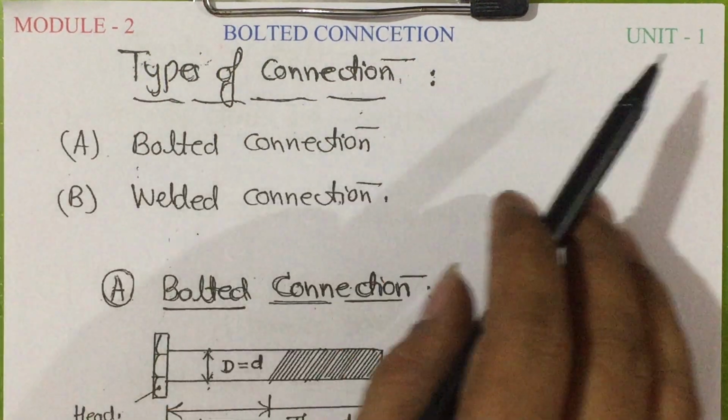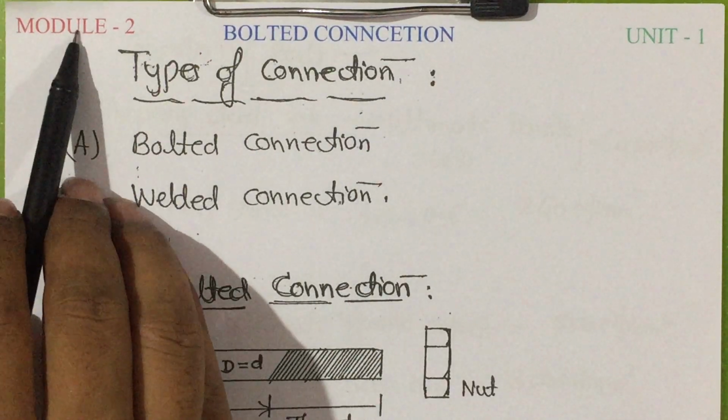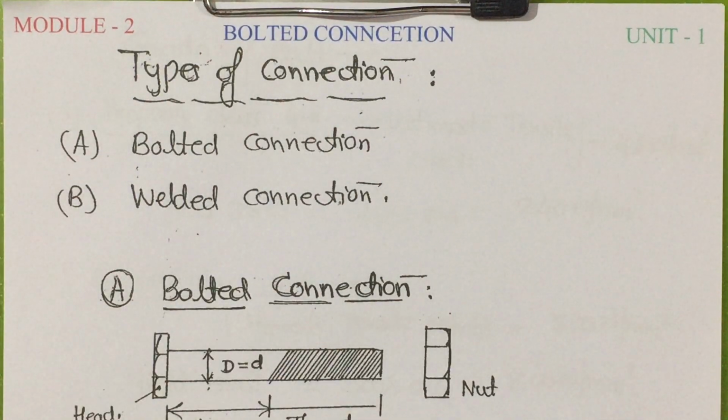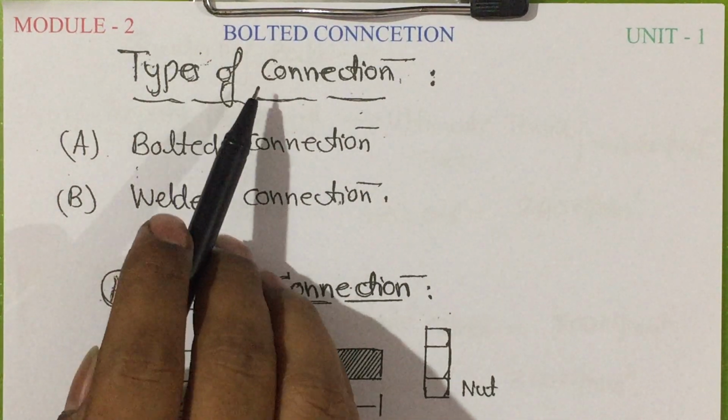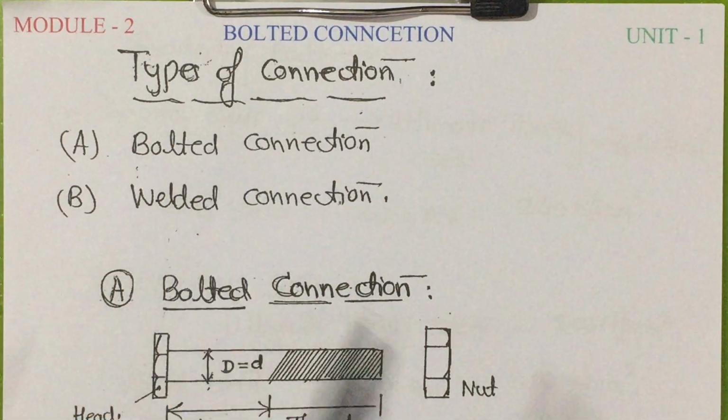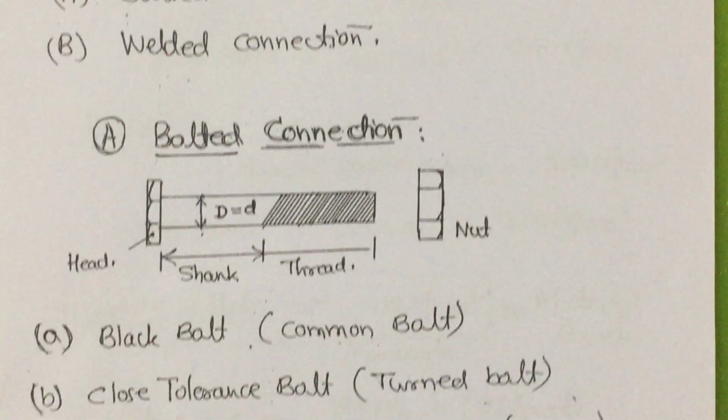This is module 2 in unit 1. Module 2 deals with the types of connection. Unit 1 deals with the bolted connection. In types of connection, mainly we come across bolted connection and welded connection.